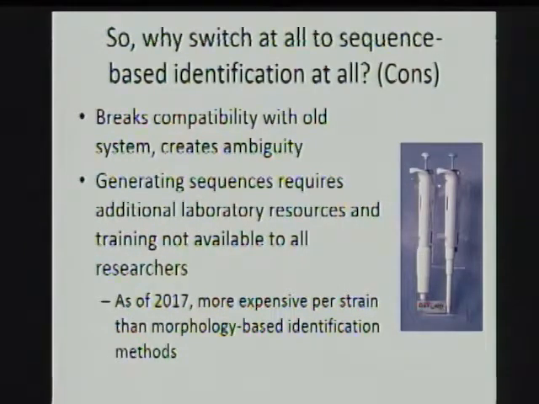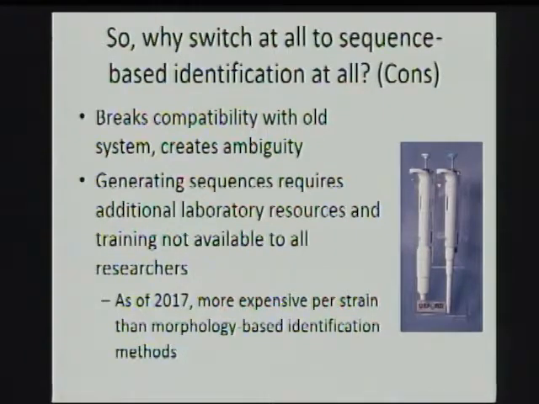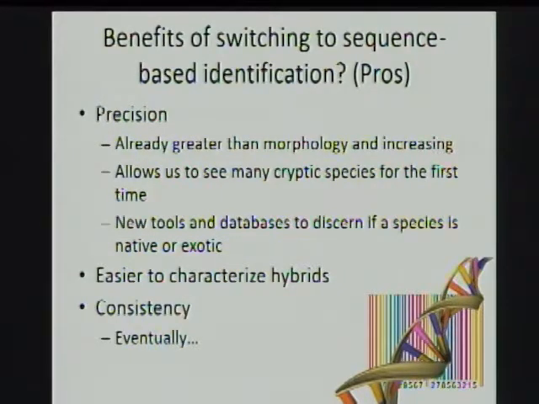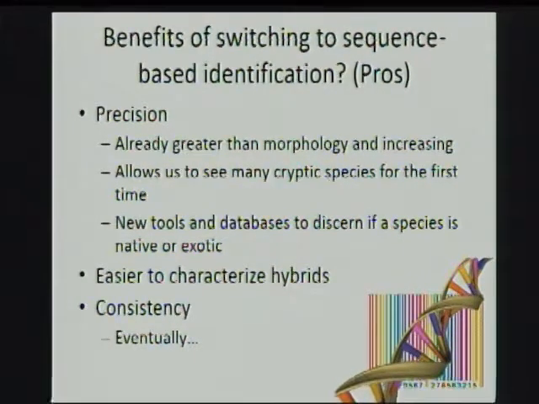Why are we doing this painful transition? Besides breaking this compatibility, it requires more expensive techniques. It requires some amount of additional lab capability that not every lab might have. So the real reason we're doing it is because it is a tool unlike any other that biologists have ever had, and it is more precise. What we can do with it is better than we ever had before. We can see those cryptic species.